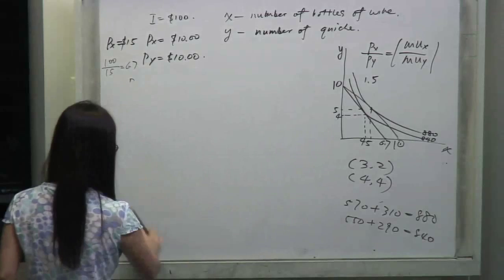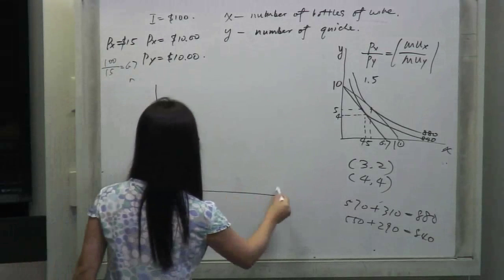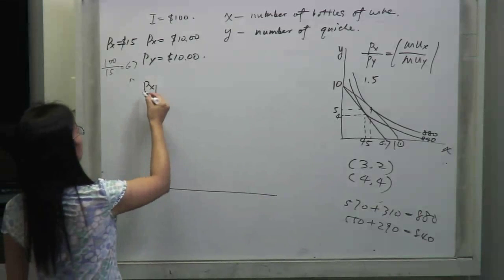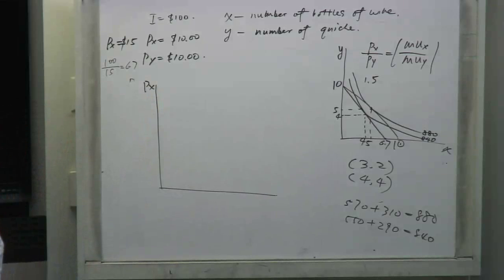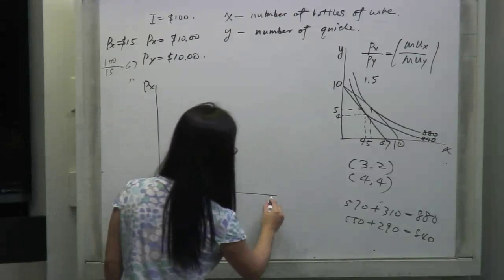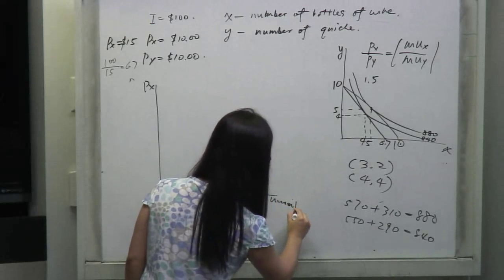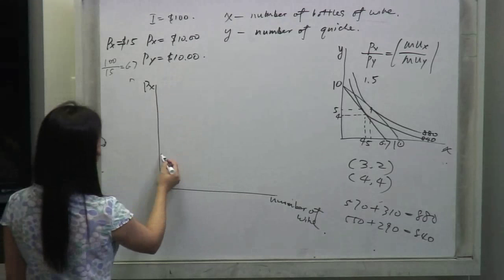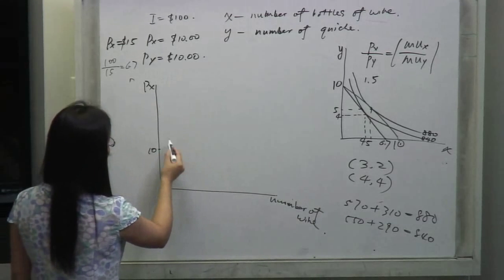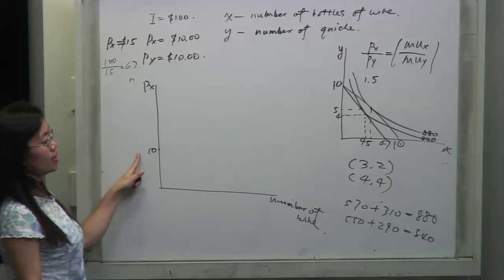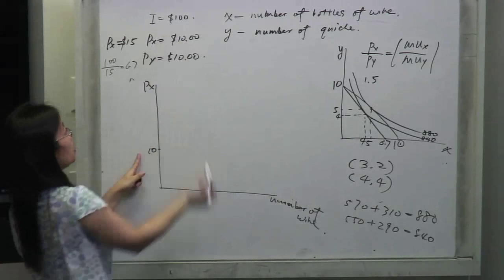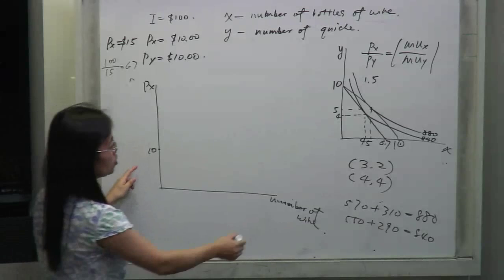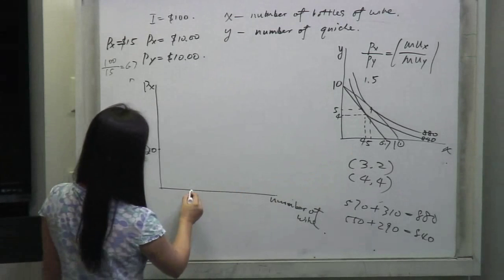So now, I'm going to draw another graph. And this graph here represents the price of a bottle of wine. And this represents the number of bottles of wine that you consume. First, we start with $10. And when the price is $10, and given the same income, and given the same price of the other good, you consume 5 bottles of wine.